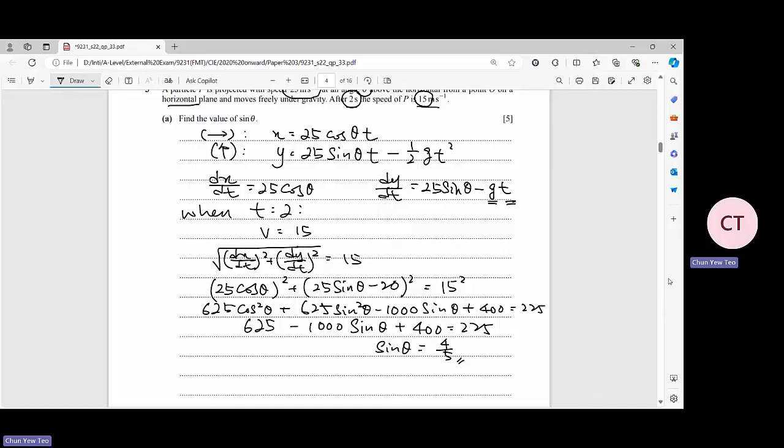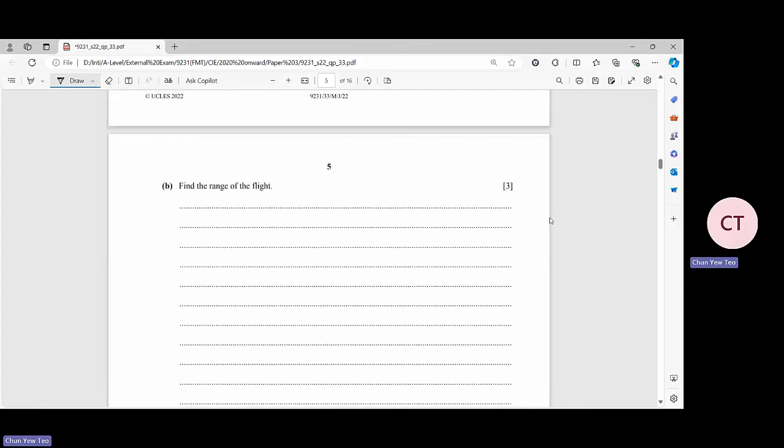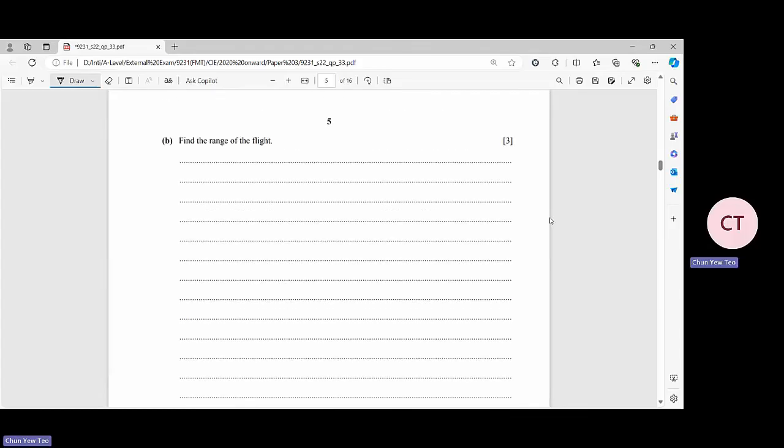Okay, so you can foresee that the result for part A is telling you that you can use it to draw a small triangle here. You have a 4, you have a 5, then this one is a 3. We're going to use this information to solve part B, the range of the flight.